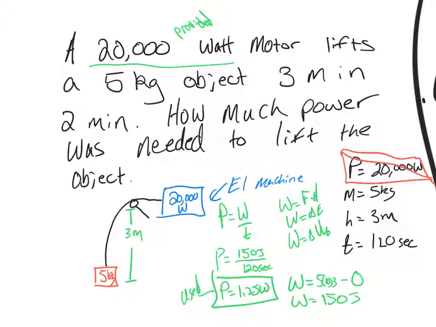So what we did again was we needed power, so we did work divided by time. Work was equal to the change in energy. The energy that changed was the gravitational potential energy. That changed from 0 at the bottom to 150 at the top. And then we did 150 divided by 120 seconds. Again, 120 seconds because it was originally 2 minutes. All right, so that's that one.